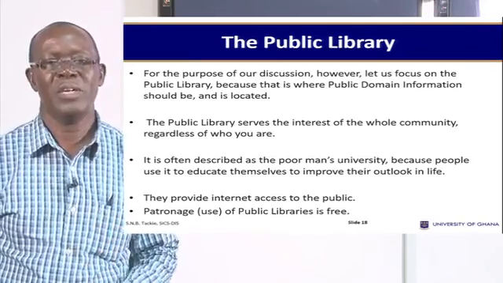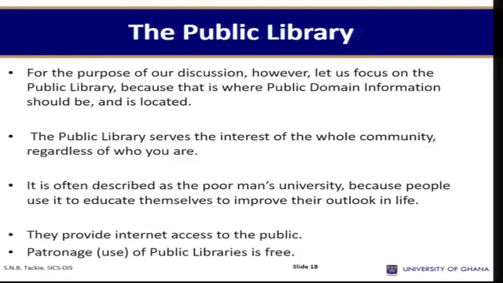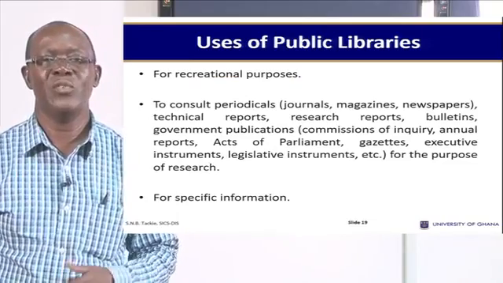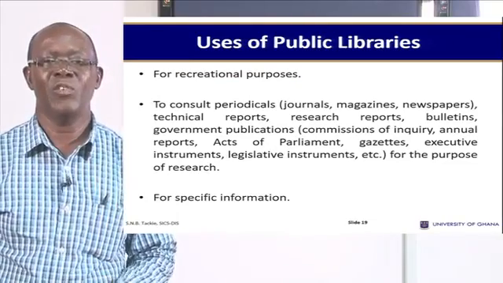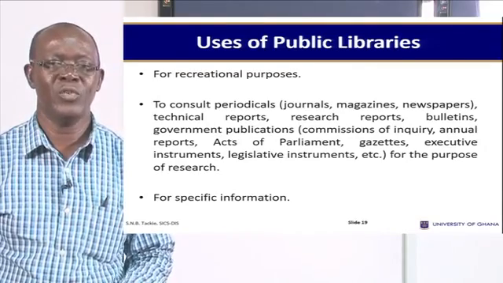So the public library, as I've just pointed out, is one of the main sources of public domain information where individuals can go if they do not have their own means of accessing the information. People use public libraries for recreational purposes, for information purposes of acquiring information. For example, if you want to find out the currency of a particular country, or the currency rates, now you can go online and find it in any way. But you can go into a library and you can have it. If you want to have access to the acts of parliament, gazettes, executive instruments, legislative instruments, you can go to a library and have it.